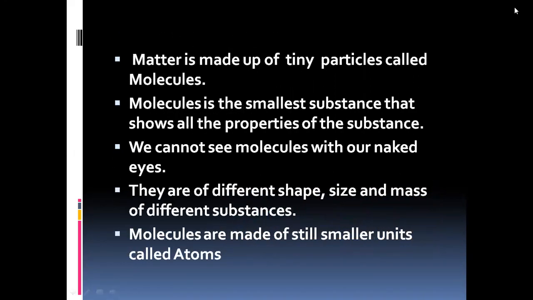So now see the different properties of the molecules which matter is made up of. Matter is made up of tiny particles called molecules. A molecule is the smallest substance that shows all the properties of the substance. We cannot see molecules with our naked eyes. There are different shapes, sizes and masses for different substances. Molecules are made up of still smaller units called atoms. So children, atoms make molecules and the combination of molecules makes matter, right?